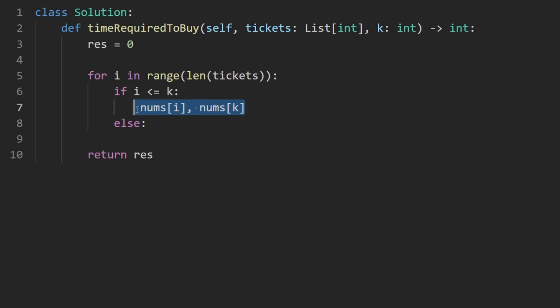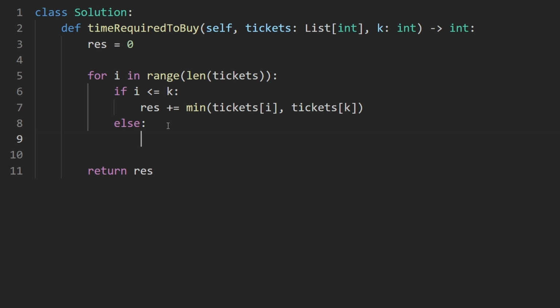We could write an if statement if we wanted to, but the easier way to code this up is to take the minimum. So either this value is less than this value, or this value is greater, in which case we want to replace it with this value. So what we're saying is we want the minimum of these two. That can be taken pretty easily. This is basically the number of times that this person would have to buy a ticket before this person can buy all the tickets that they want to. So this is what we add to the result. And I realize I'm using nums here when we should be using tickets. Sorry about that.